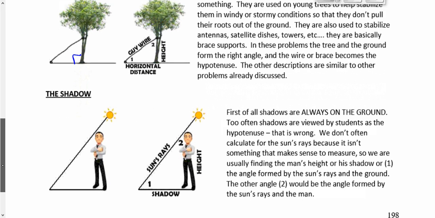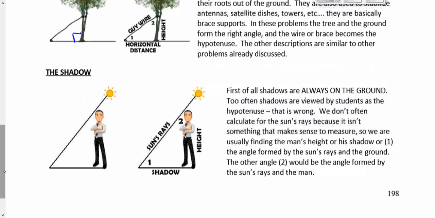You'll see problems like this where the sun is coming from behind this guy and he's casting a shadow. So the shadow would be that part of your triangle. What would this part of the triangle be? The sun's rays? Okay, something like that. And this will be the height of the guy. Well, they even had it right there.